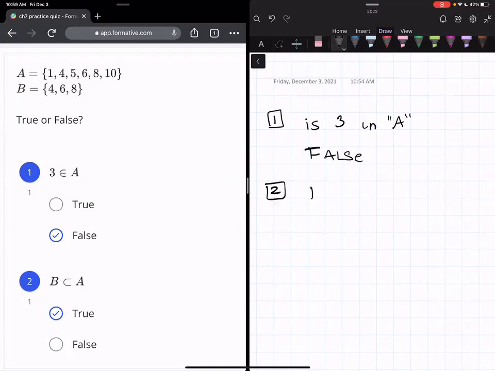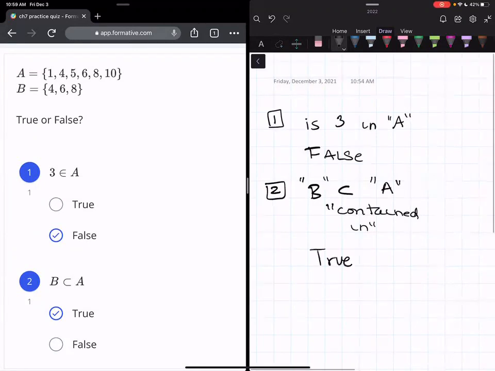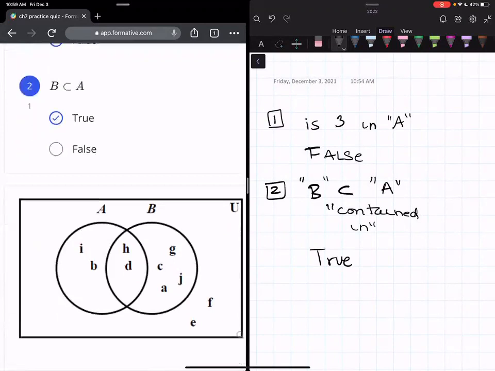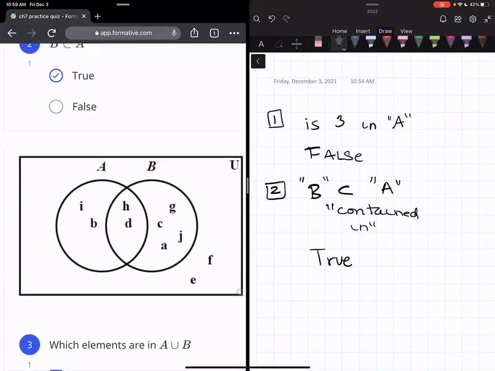Number 2, is B contained in A? Is everything in B also in A? Yes, so that's going to be true. So if you had it wrong, you fixed it, and everybody's happy. Okay, moving along.